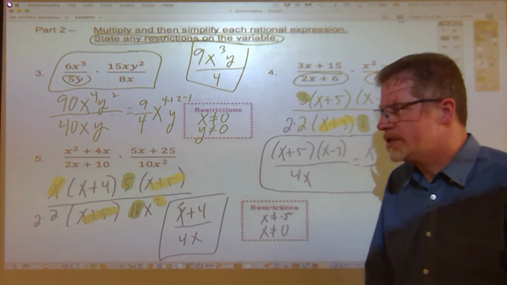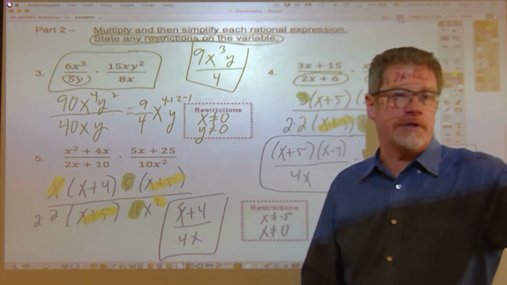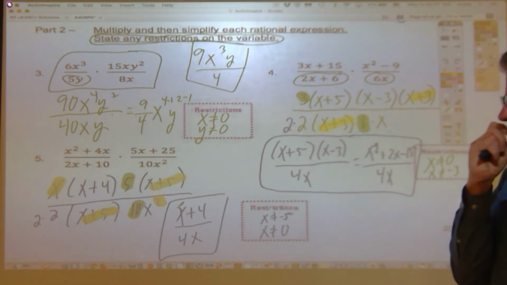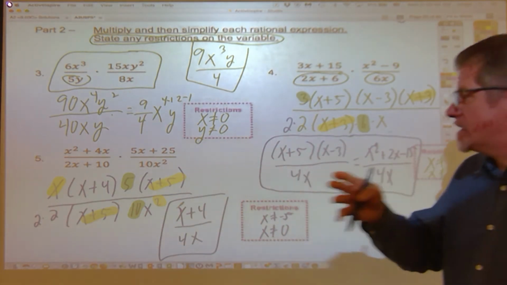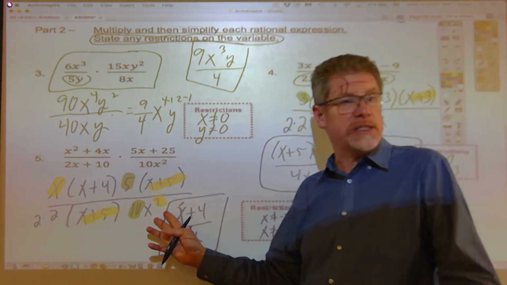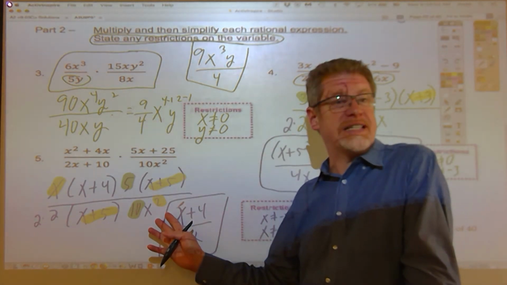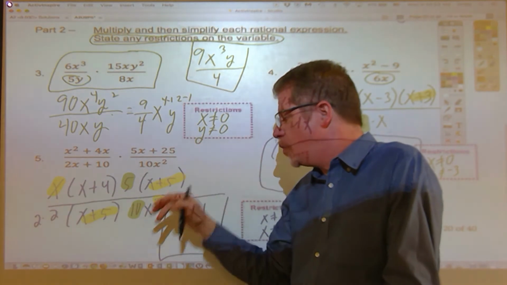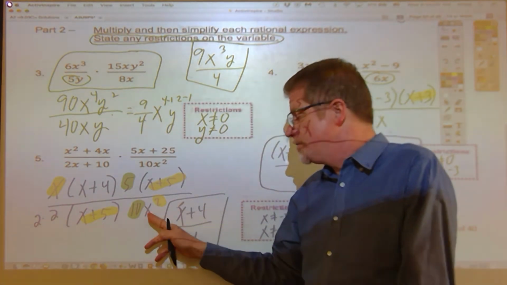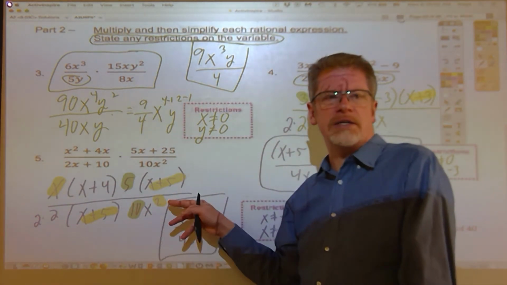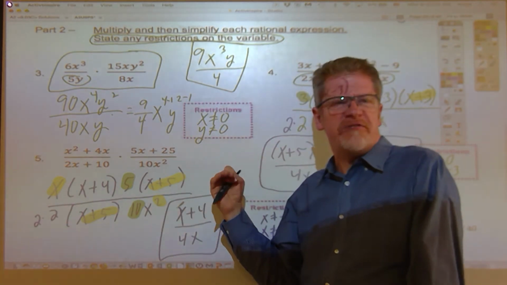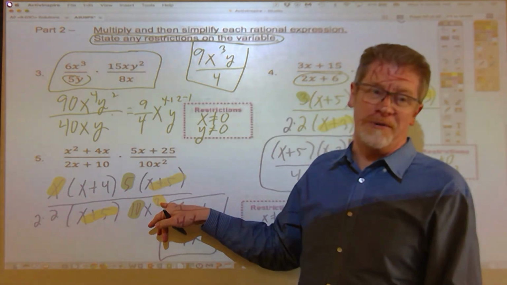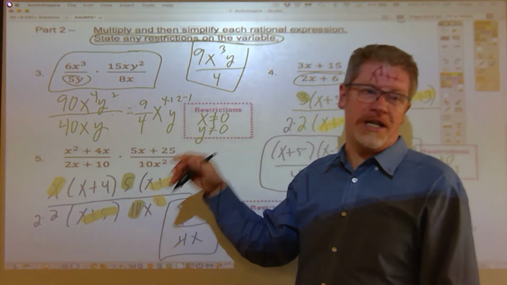Any questions on number 5? Yes, Lauren. So the 10x squared, do you get rid of the x? Yeah, I think of that x squared as x times x. So this is like a pair of x factors in the denominator. So one of the x's cancels with one of the 2 x's here, leaving us with only the x. So I did kind of a creative move. I canceled the x with the exponent of 2, making it look like there's only 1 x down below.